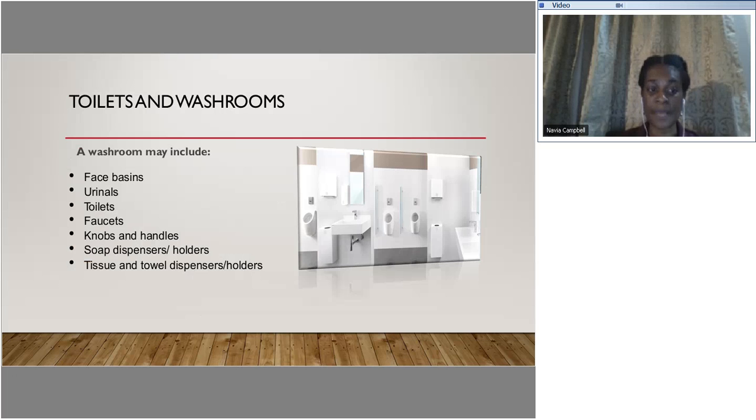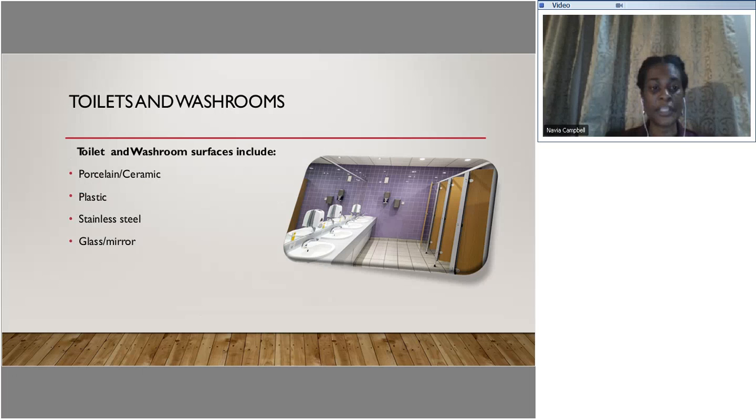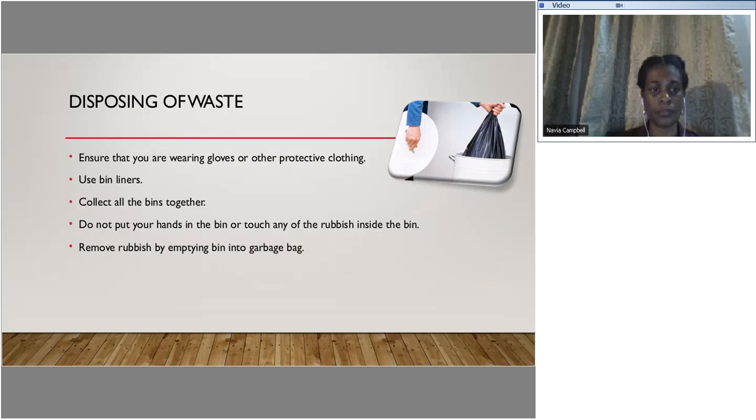Toilets and washrooms may include the following: basins, urinals, toilets, faucets, knobs, handles, soap dispensers, tissues, and toilet paper dispensers. Surfaces in your toilets and washrooms are typically made of porcelain or ceramic, plastic, stainless steel, glass, or mirrors.